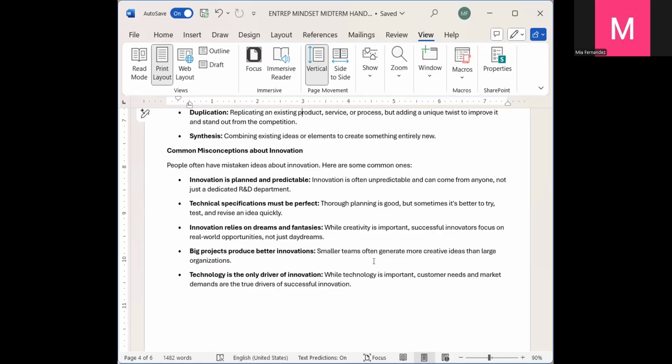Next one, big projects produce better innovations. Smaller teams often generate more creative ideas than large organizations. And technology is the only driver of innovation. So while technology is important, customer needs and market demands are the true drivers of successful innovation. Take note of that. Customer needs and market demands.